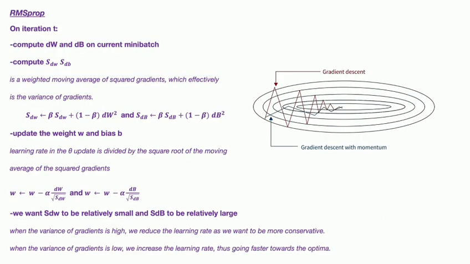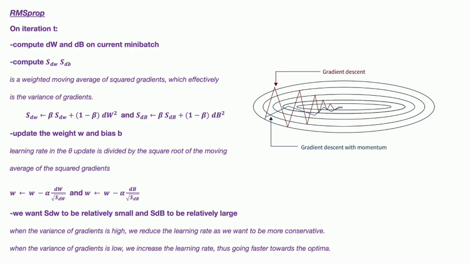Before moving into the ADAM algorithm, the last thing we need to know is RMSprop. It is an optimization algorithm that addresses the limitation of traditional gradient descent by incorporating a weighted moving average of squared gradients, which effectively represents the variance of gradients. During each iteration, RMSprop computes the gradients for the current mini batch and updates the moving average for both gradients and squared gradients.